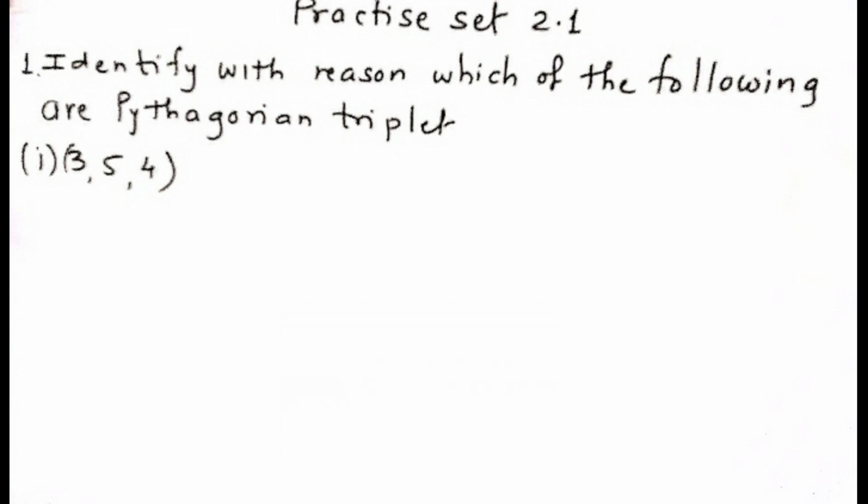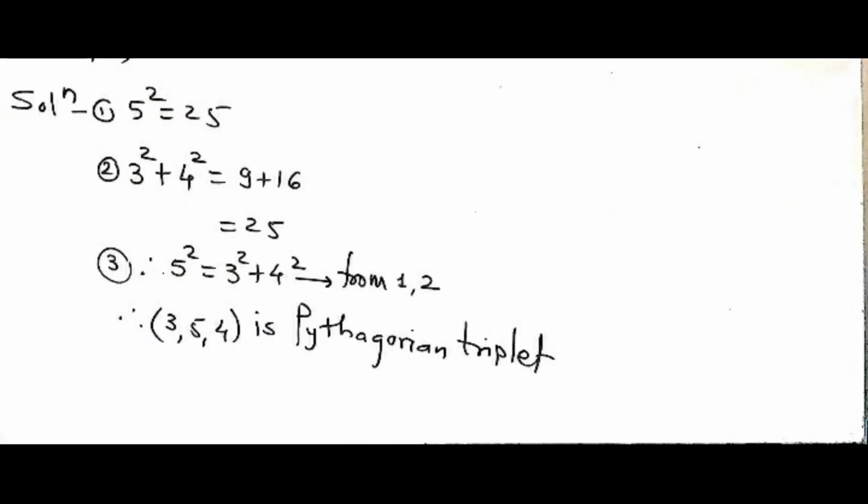The first one is 3, 5, 4. We know that if the square of the largest number is equal to the sum of squares of the remaining two numbers, then that triplet is a Pythagorean triplet. So first we'll find 5 square is equal to 25. Second, 3 square plus 4 square we'll find out. 3 square is 9, 4 square is 16, addition is 25.